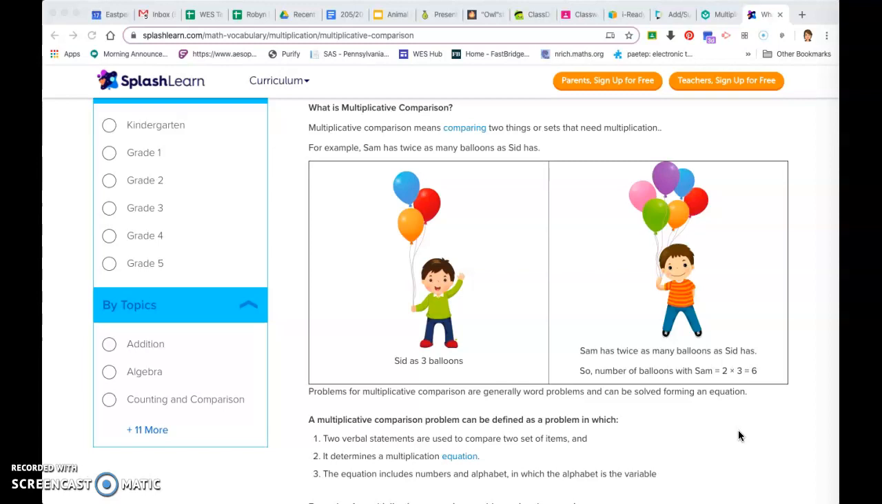Problems for multiplicative comparison are generally word problems and can be solved by forming an equation. A multiplicative comparison problem can be defined as a problem in which 1. Two verbal statements are used to compare two sets of items, and 2. It determines a multiplication equation. 3. The equation includes numbers and an alphabet letter, in which the letter is the variable.